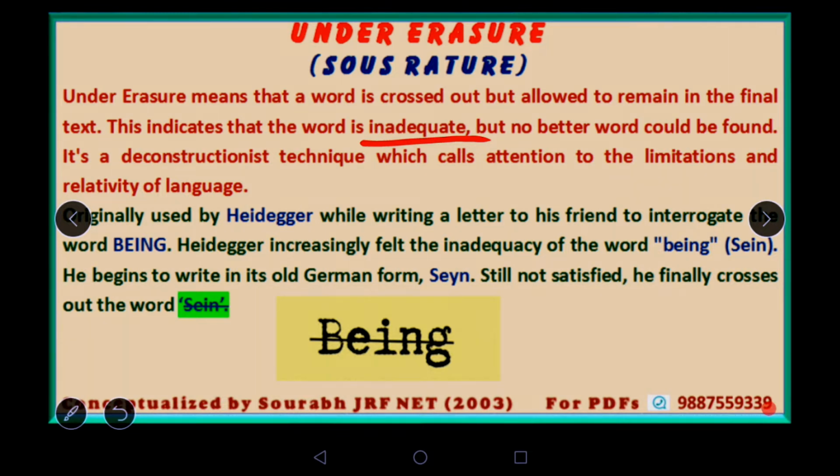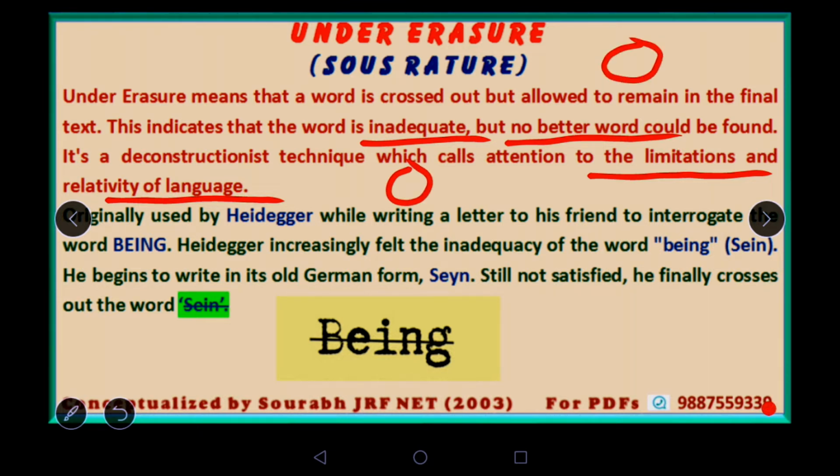ये अपने आप में पूरा मीनिंग नहीं दे रहा है, but we are at a loss to find a better option. There is no other word which could fulfill all the conditions of the meaning. It is a deconstructionist technique which calls attention to the limitations and relativity of language. Language in itself cannot make a complete perfect circle of sense. Language कभी भी आपको सर्कल पूरा करके नहीं देगी. It will leave traces, it will leave gaps, और ये gaps नए नए signifiers, नए नए signifieds को जन्म देते रहते हैं.